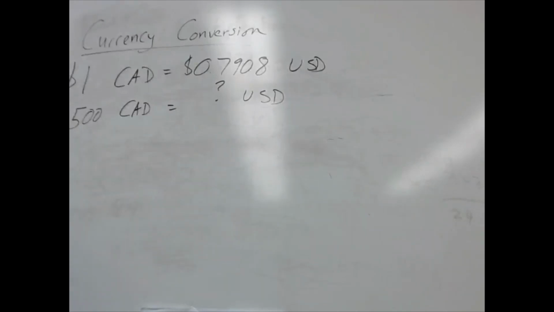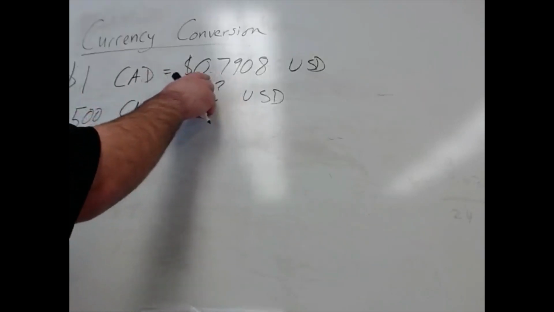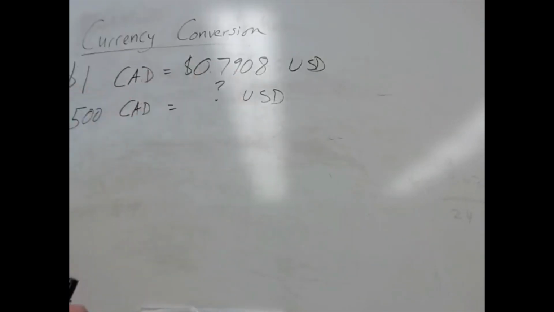Alright, so here are a few examples about currency conversions. As of today, the conversion rate is 1 Canadian dollar is equivalent to 0.7908 US dollars. So if I were to travel to the United States and take 500 Canadian dollars with me, I would have to convert that over to US dollars in order to spend it.